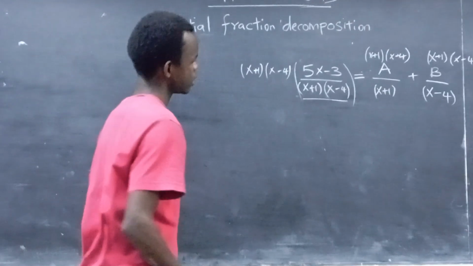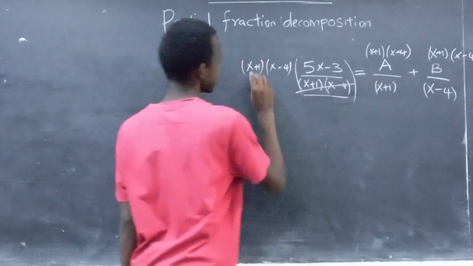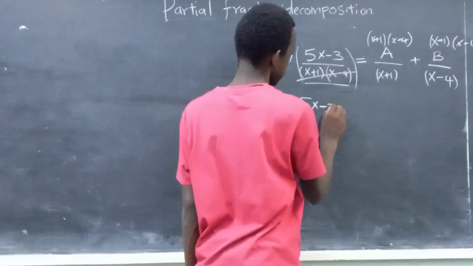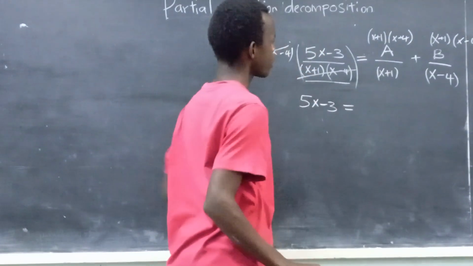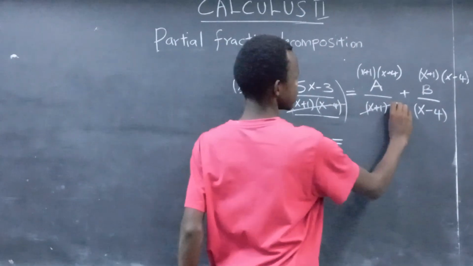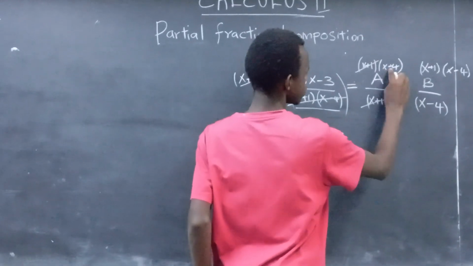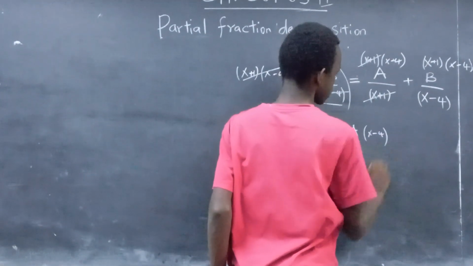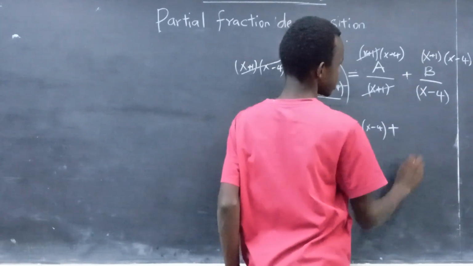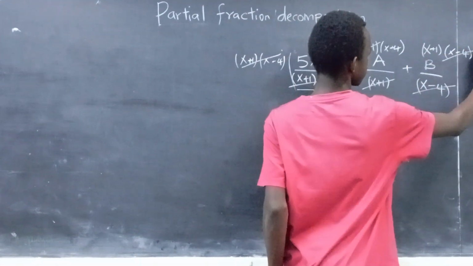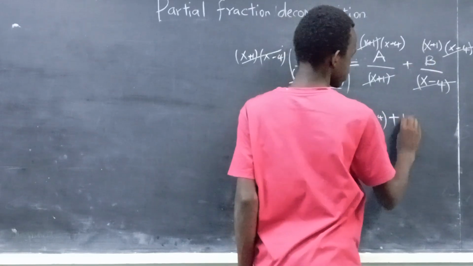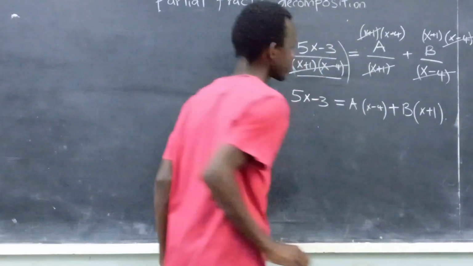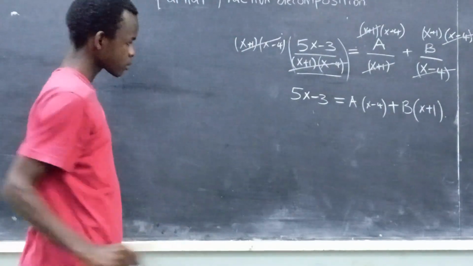So from there, I'll try to cancel. So these, as you can see, go with that part. I'll be remaining with 5x minus 3 equals. So these other parts go with that. I'll remain with a multiplied by that. So I'll remain with a into x minus 4. Okay? I'll write my addition sign. Again here, x minus 4 goes with x minus 4. I'll remain with b multiplied by that. So I'll remain with b into x plus 1. Right? I'm trying to decompose that.